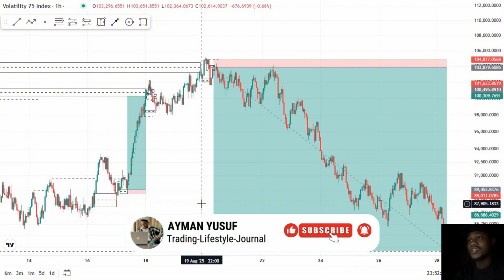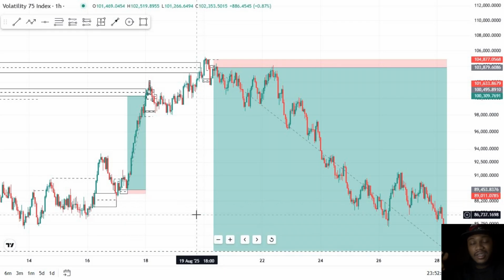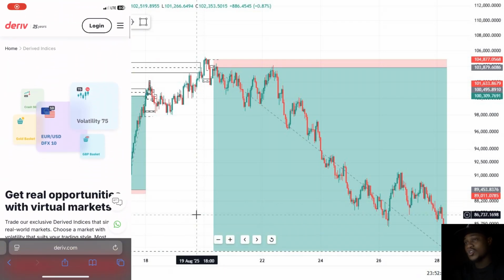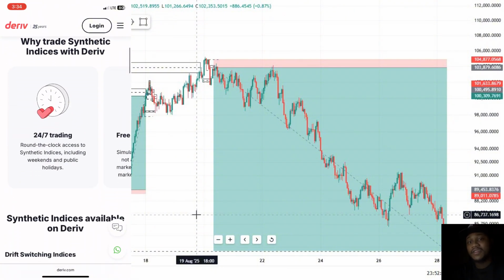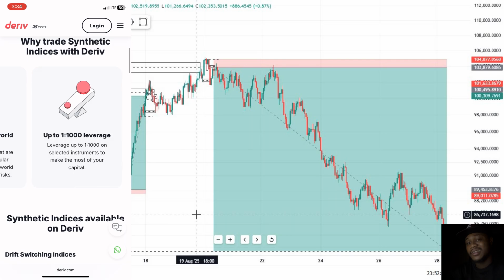Because this type of trading is very rare, and this is the synthetic indices. It's actually not like the actual forex market. This is indices, and the indices are provided by Deriv, as you all know. It's provided by the Deriv broker.